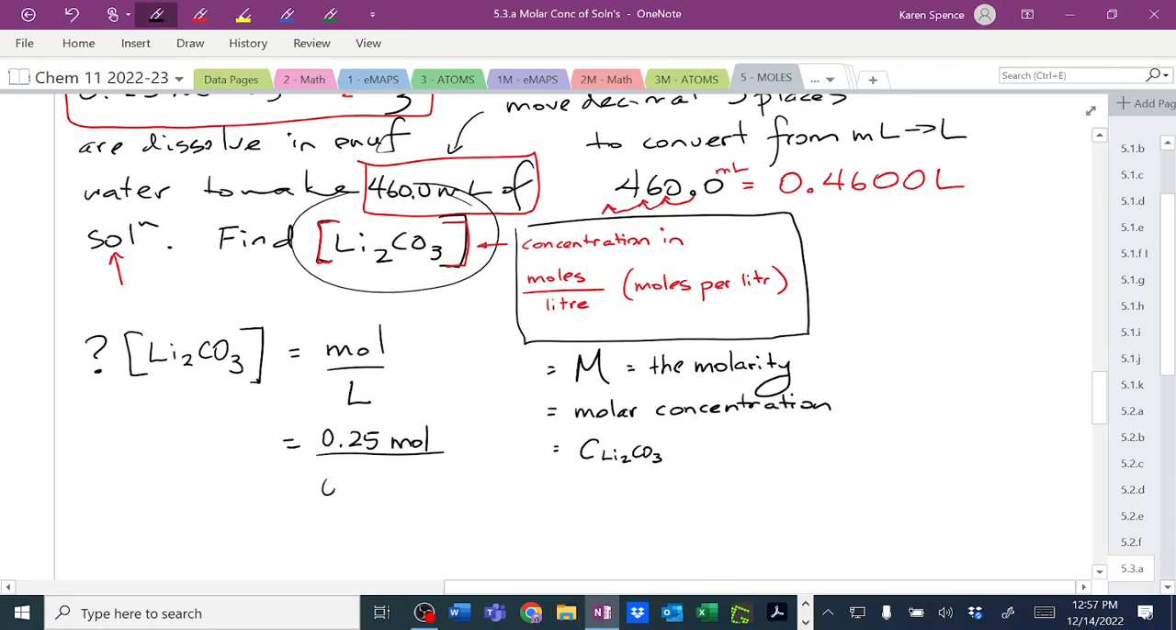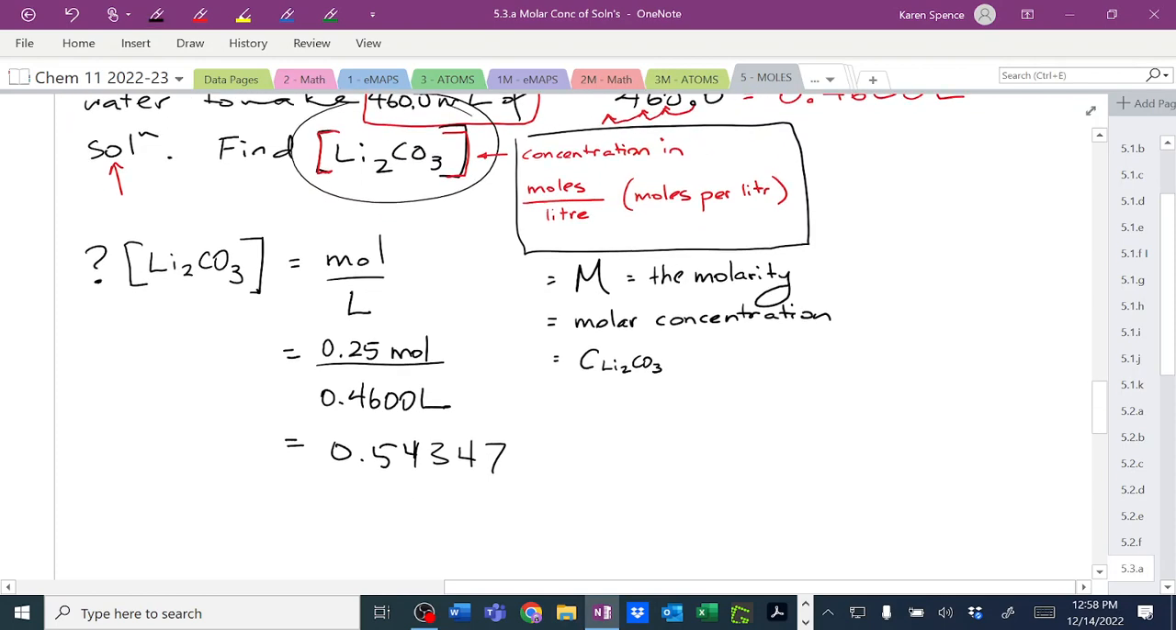So we have 0.4600 liters, and we calculate that 0.25 divided by 0.46 equals 0.54347. Wow, that's way too many digits. How many digits should I have in my answer? Just 2. So I'm going to round here. I look to the right and I see, oh, that's a 3. So I need that to become 0.54.